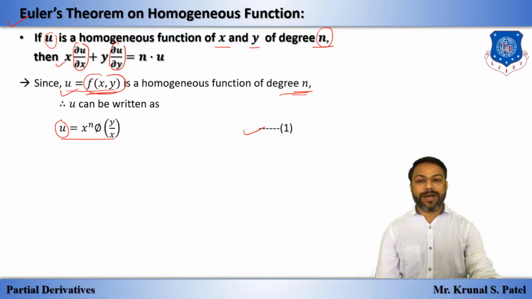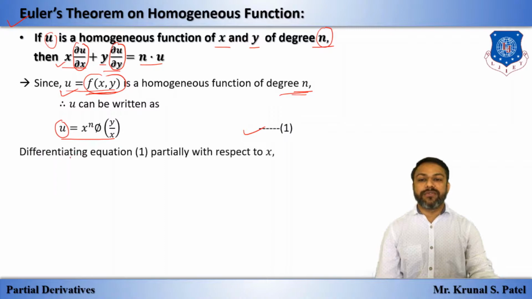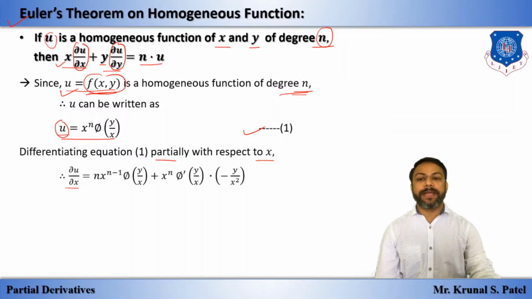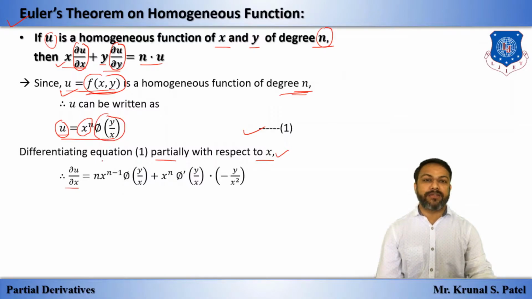Now by differentiating this u with respect to x one time, then multiply by x, and differentiating with respect to y partially and multiplying by y, by adding these two terms we will get this answer. So by differentiating equation 1 partially with respect to x, we have u becomes del u by del x, and here we are differentiating partially with respect to x, and x is in both terms, x raised to n and in this phi. So we will apply product rule here. And what is product rule?